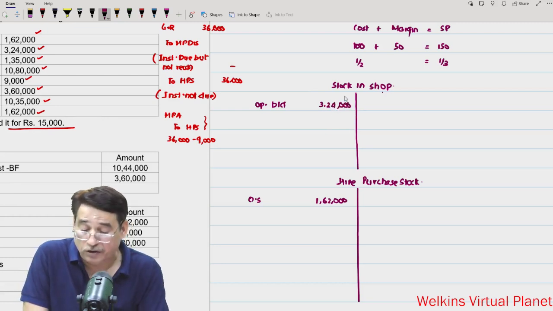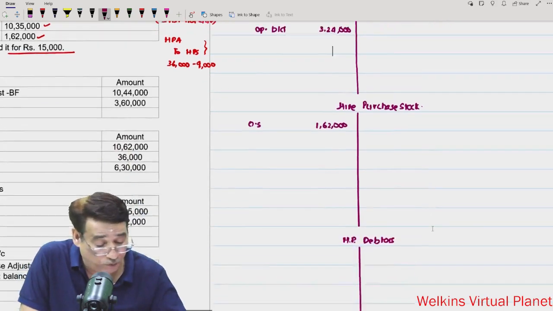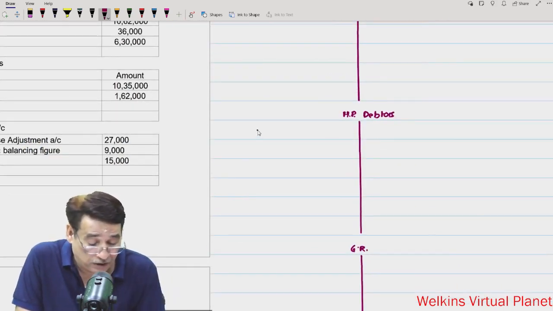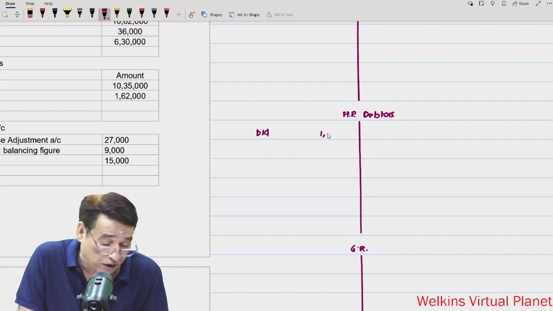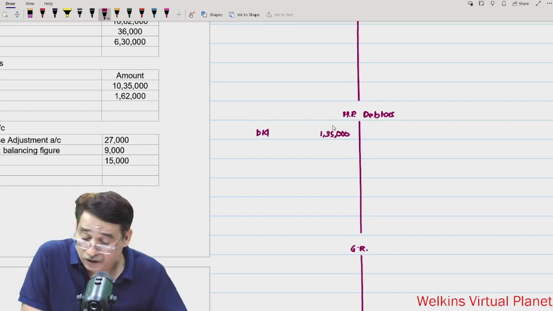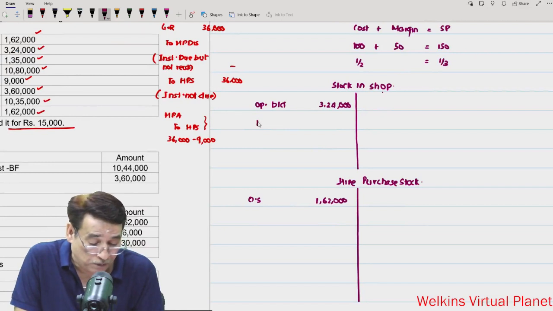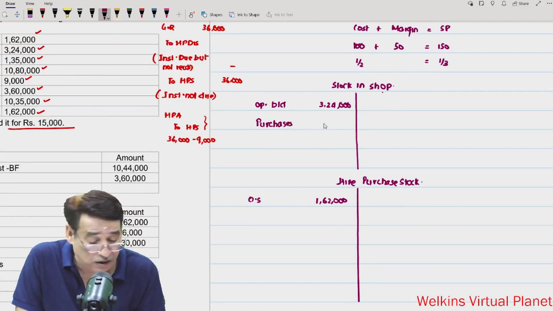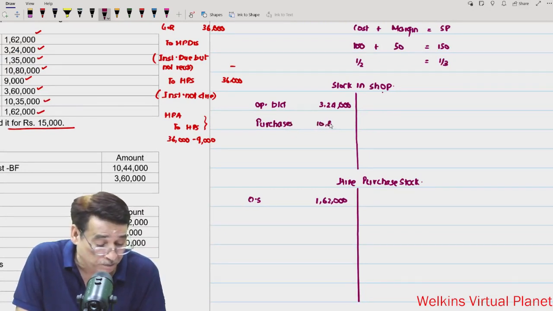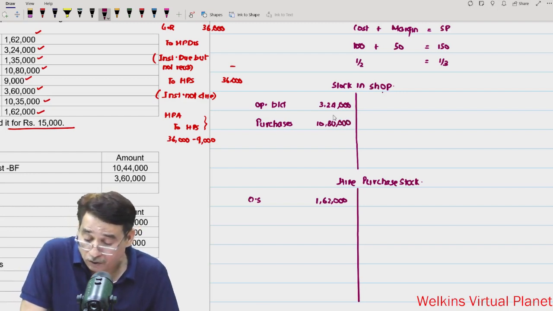Next information which is given, installment overdue, 1,35,000. This is opening balance of hire purchase debtors account. So you shall write here 1,35,000. Next information, purchases during the year. Purchases you will put up towards the debit side of stock in shop account. Amount of purchases is 10,80,000, correct?